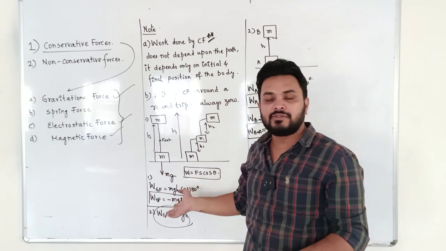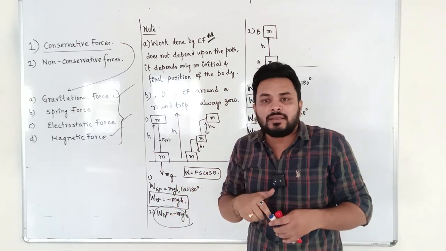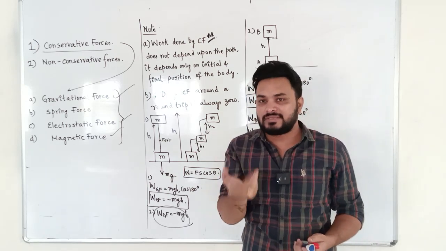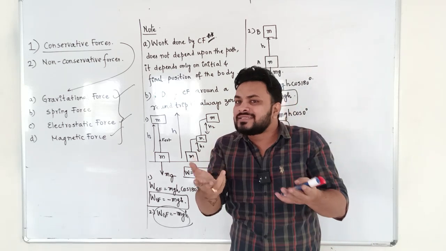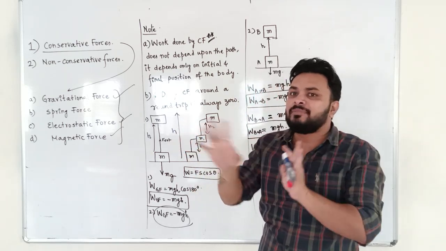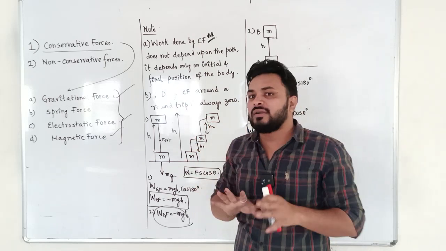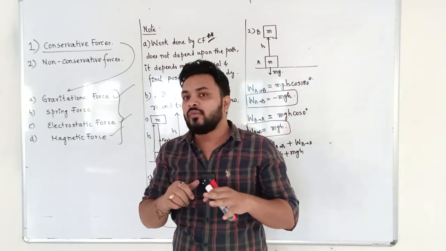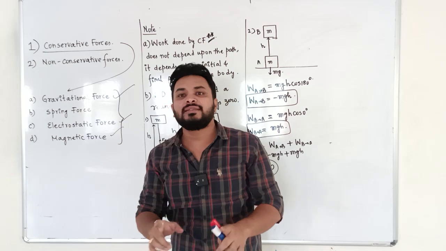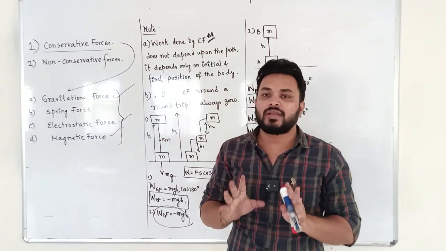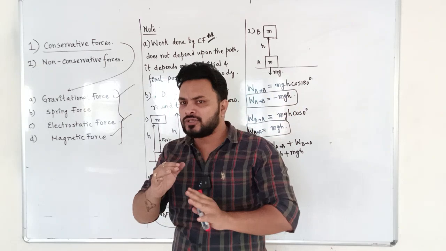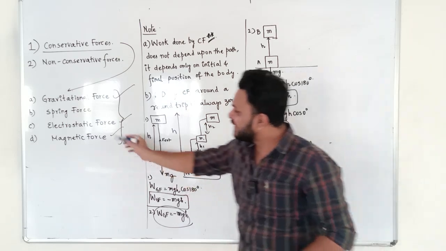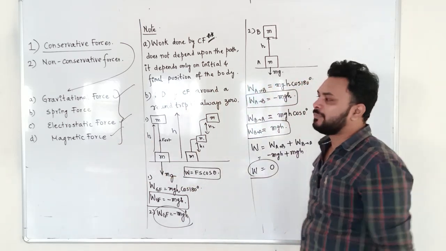Work done by the gravitational force, whatever we are doing, is stored as potential energy, basically a change in the potential energy. Plus or minus, we will deal with that later. Now we need to understand that the work done by a conservative force is stored as a change in the potential energy. Positive or negative, we'll see later. Understood? In the magnetic force also, the same concept applies.